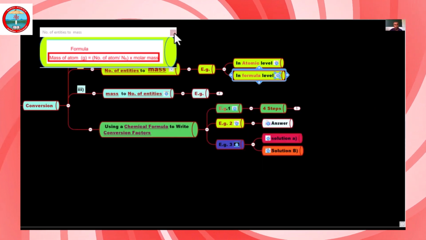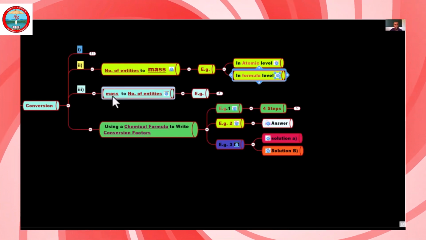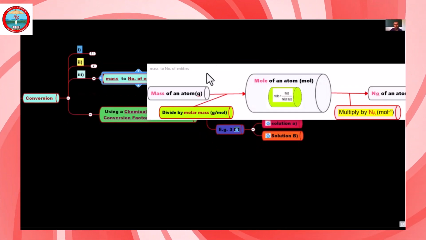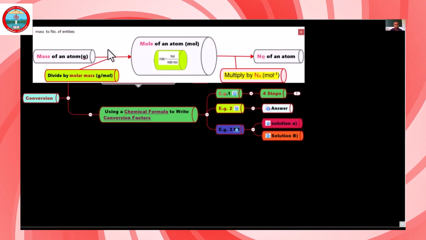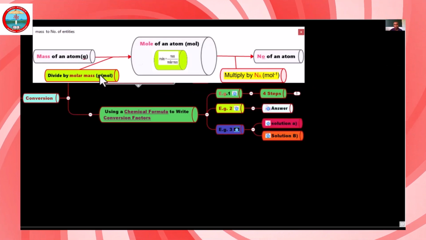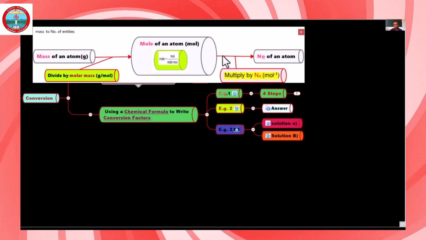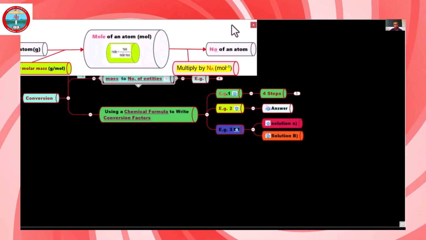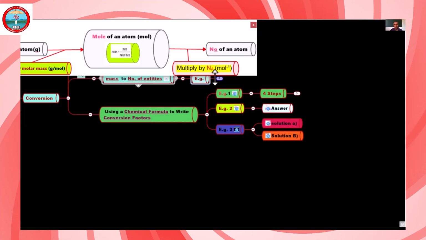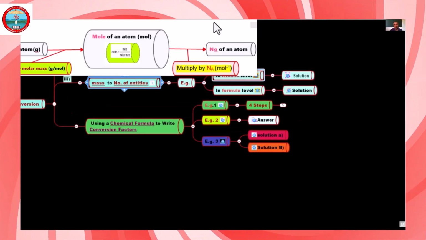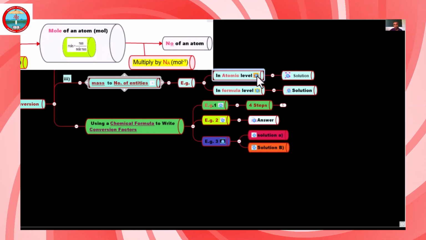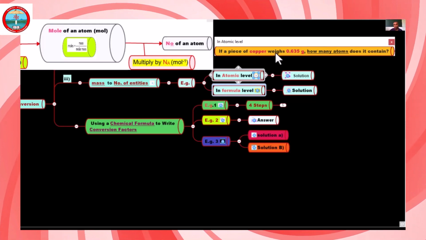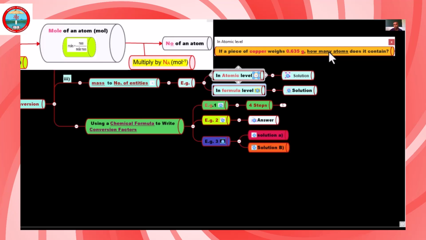This is another thing. Another one is how to change the mass to the number of entities, or the number of particles. To do this, the formula will be to first change the given mass into the mole by dividing by its molecular mass, and then multiply the obtained mole by the Avogadro number, and you will finally obtain the number of atoms. Let us see an example. At the atomic level, you are asked this: if a piece of copper weighs this amount, how many atoms does it contain?